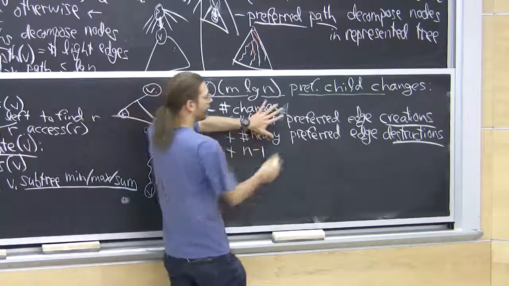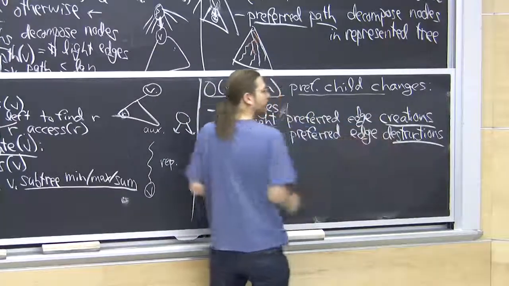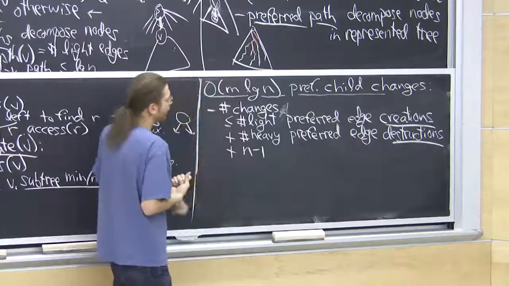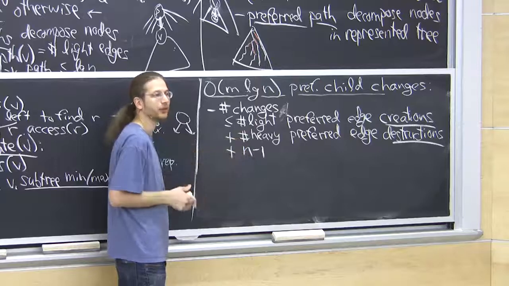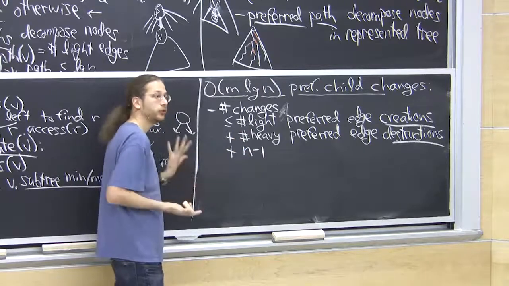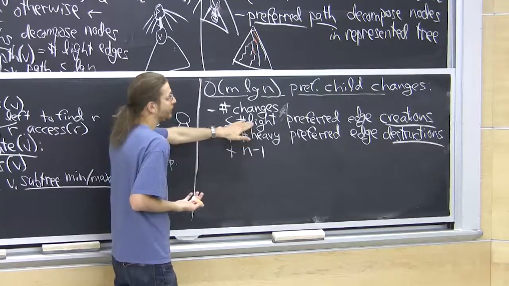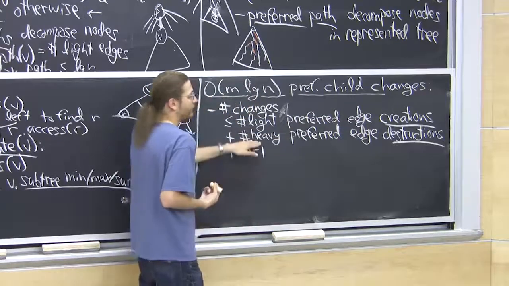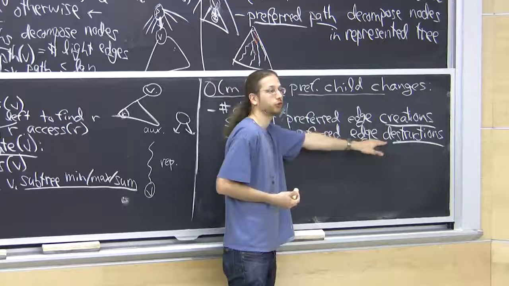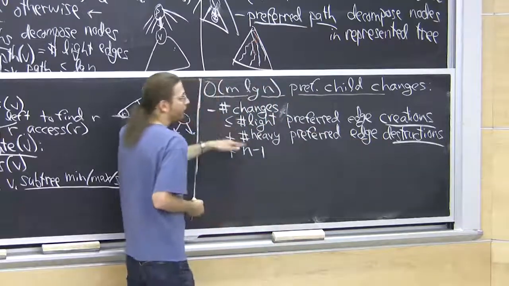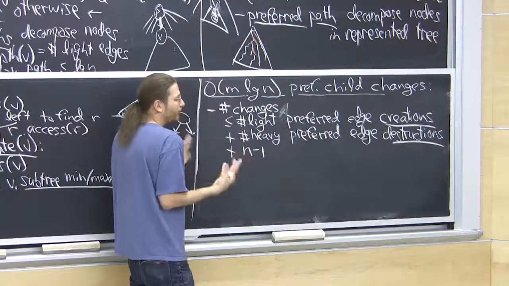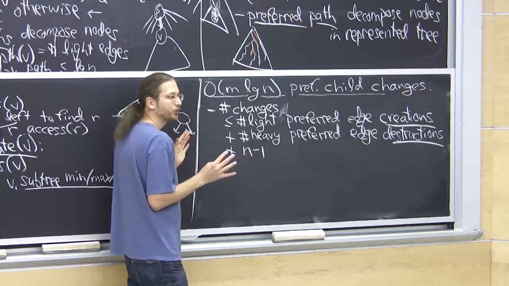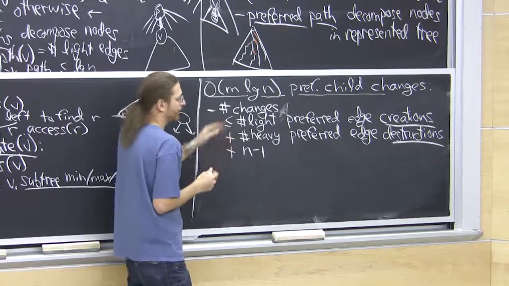I want to look at preferred edge creations or preferred edge destructions, but then I also care about whether that edge is light or heavy. It turns out for the light edges, it's going to be easier to bound the creations. For heavy edges, it's going to be easier to bound the destructions. If I do both of those and add them up, that in total is basically the number of preferred edge changes, according to whether it's light or heavy.